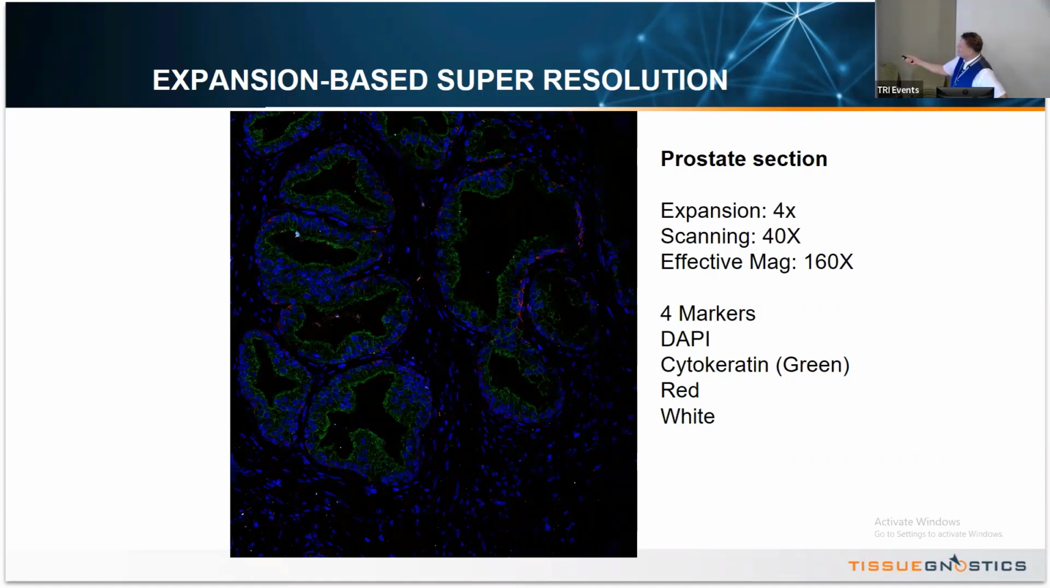But here we get 4 times 40, 160x magnification. We have 4 markers stained: DAPI, cytokeratin, red, and white. They did not disclose which these markers were. But what is important to understand is that this virtual slide here, it's not the full slide, but the part of the prostate section, way more than 1 field of view, is only zoomed out to 25%.